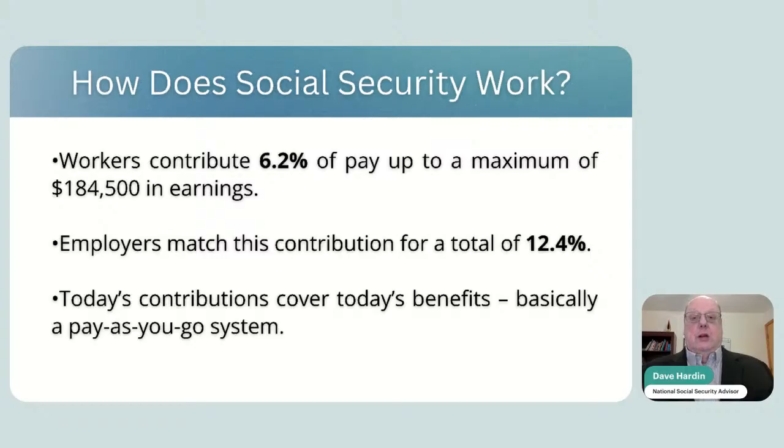All right. You contribute 6.2% of your income up to a maximum income this year of $184,500. Any income over that, the 6.2 never counts. You don't pay it. You just get a bump of 6.2 in your paycheck. And then your employer matches that for a total of 12.4. 12.4% is 1/10 of 1% less than 1/8 of your pay.